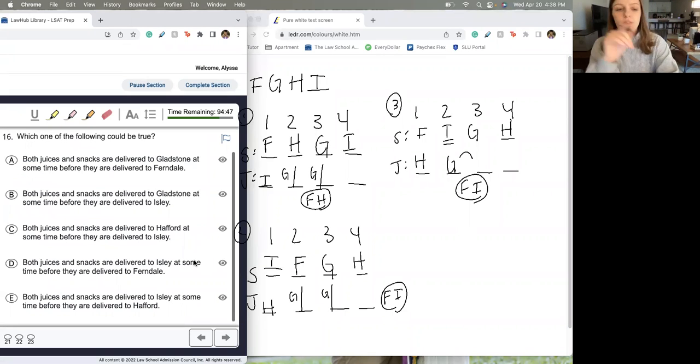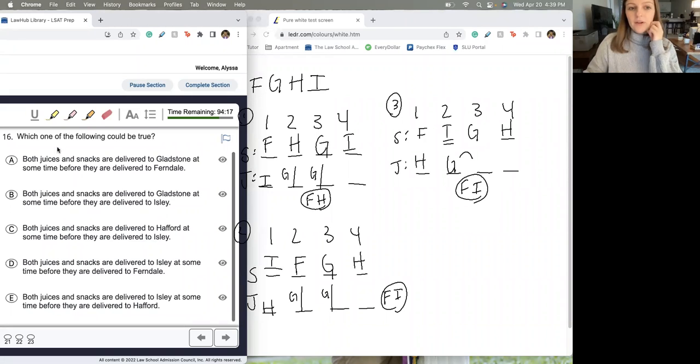Next one says, which one of the following could be true? It's not giving me an if, so that means it can happen in any of those three worlds. And it just has to happen once for it to be our correct answer choice. So when I go through my answer choices, I'm asking myself, can I make this happen? Answer choice A says both juices and snacks are delivered to G at some time before they are delivered to F. Can I make that happen?